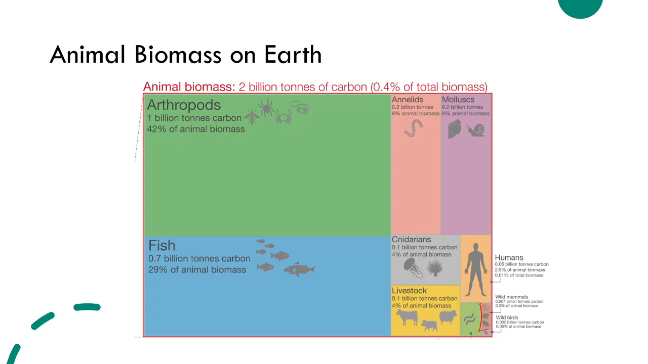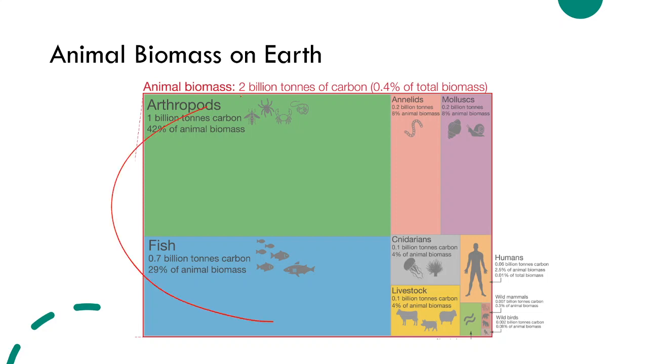Things like the wild mammals, right? Mammals are any big animal that you probably want to think of. Bears, cheetahs, lions, elephants, all that kind of stuff. And all of the wild birds that you see down here are just that tiny little bit right here. And heck, reptiles and amphibians, they don't even make it on this graph. They're too small to even see them.